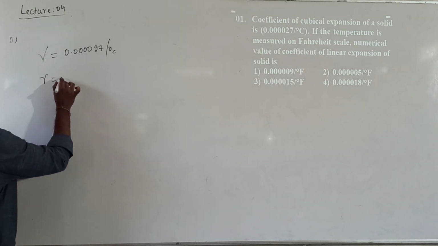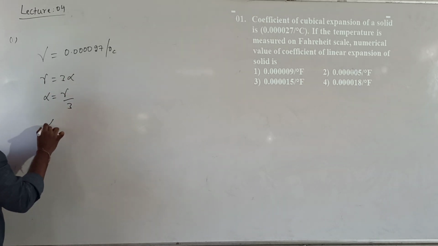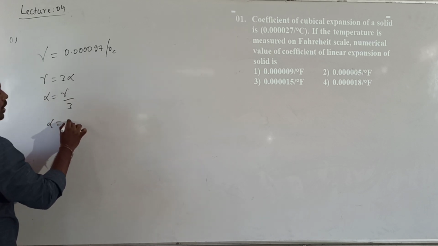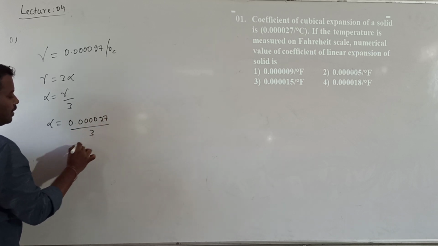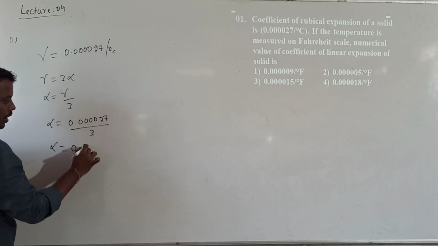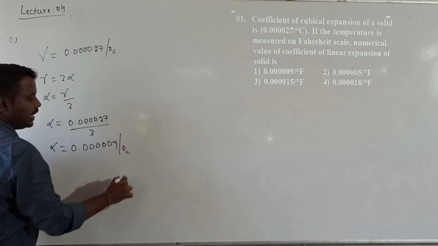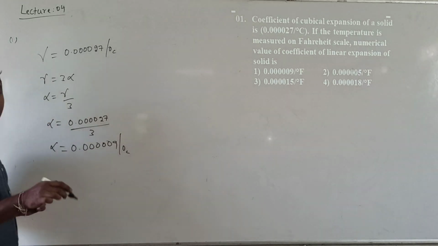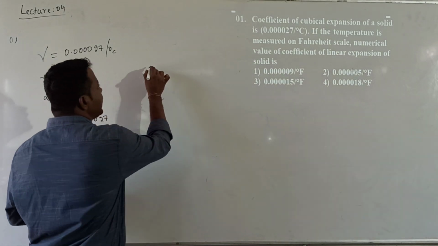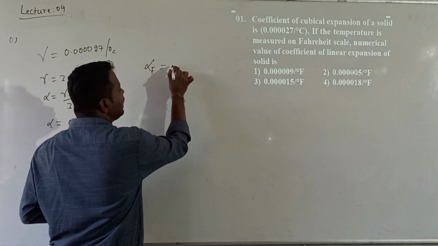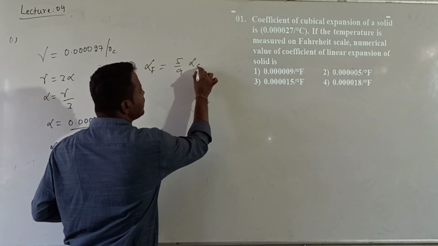We know gamma is equal to 3 into alpha. So alpha is equal to gamma divided by 3. Alpha is equal to 0.00027 divided by 3, so we get alpha as 0.00009, with one more 0 extra. This is the value in centigrade units. They are asking for the alpha value in the Fahrenheit scale. Study the relation between the Fahrenheit scale and the centigrade scale. Alpha in the Fahrenheit scale will be equal to 5 by 9 into the alpha value in the centigrade scale.